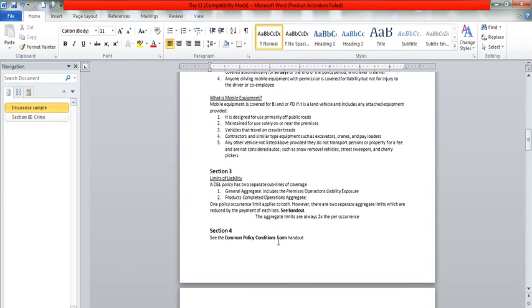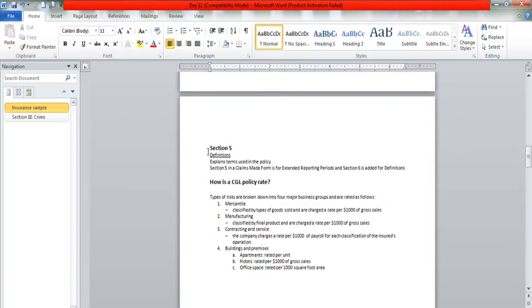A CGL policy has 2 separate sublines of coverage. General aggregate policy includes the premises operations liability exposure, and the products completed operations aggregate. One policy occurrence limit applies to both. However, there are 2 separate aggregate limits which are reduced by the payment of each loss. Obviously, they are handled a little bit differently, which I'll cover later on.